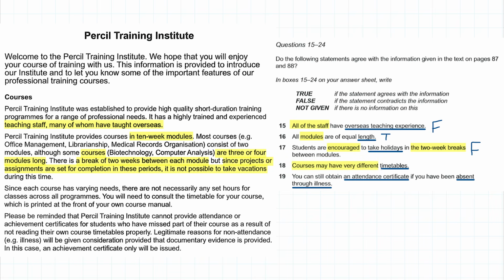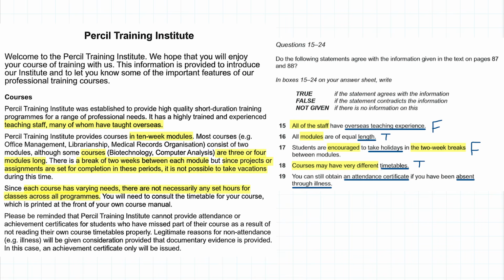Number 18. Courses may have very different timetables. So in the passage we read that each course has varying needs, so there are not necessarily any set hours for classes across all programs. And this means courses have very different timetables. Yes, that's true. What about the last one?